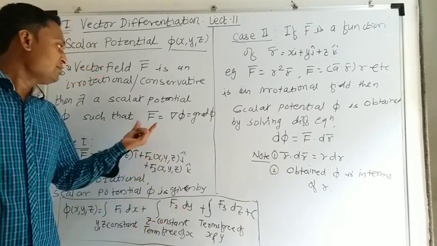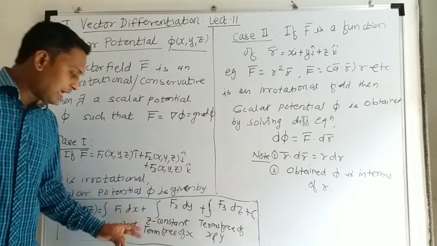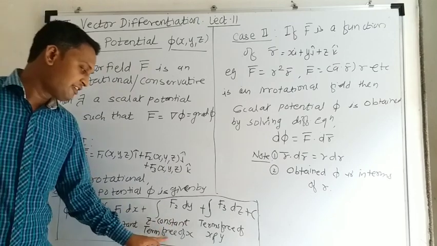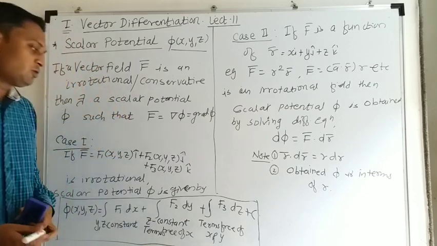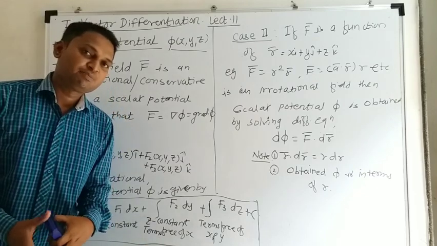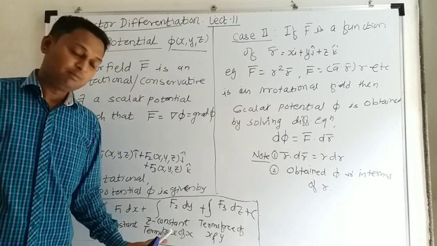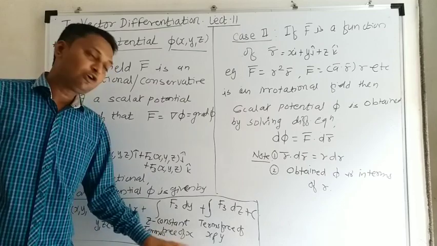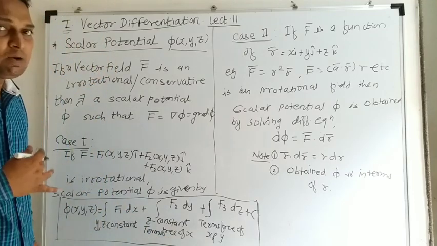The second integration is of the second component f2 with respect to y, having two conditions on it: z is a constant, and terms free of x. So while integrating f2 with respect to y, we consider z as a constant, and we have to consider only terms free of x. If some term contains x, we have to avoid such terms while integrating.